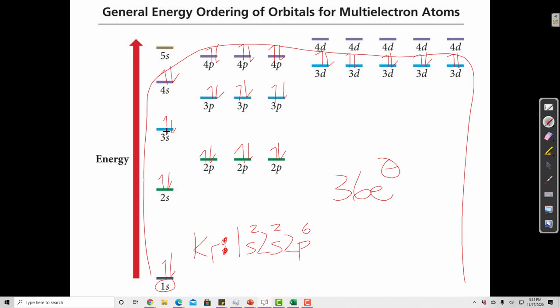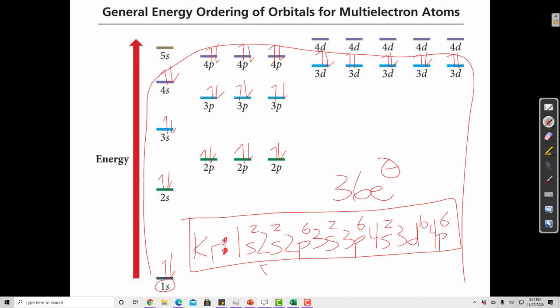What's the next orbital? 3s. How many electrons are in 3s? 2. What's the next orbital? 3p. How many electrons are in 3p? 2, 4, 6. All right, what's the next orbital? 4s. How many electrons are in 4s? 2. What's the next orbital? 3d. How many electrons are in 3d? 2, 4, 6, 8, 10. All right, what's the next orbital? 4p. How many electrons are in 4p? 2, 4, 6. So this is called an electron configuration.